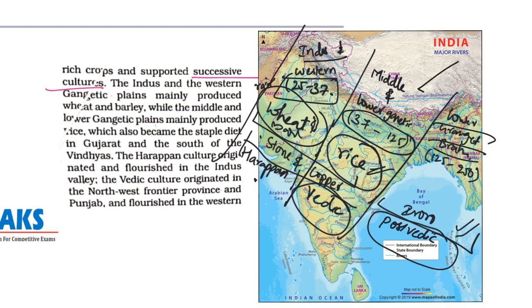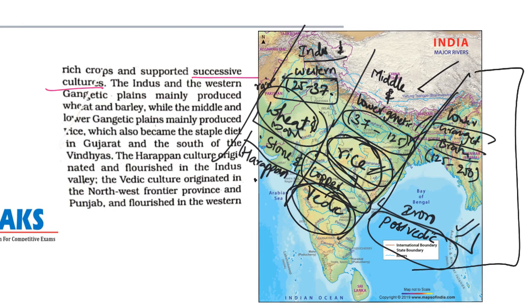Coming to the middle part, also lower Gangetic rainfall and the crops they have used, the stone tools they have used, as well as the Vedic culture has developed here. So this part needs to be remembered about how the geography is actually evolving to the contribution of history that you can see over here, right?